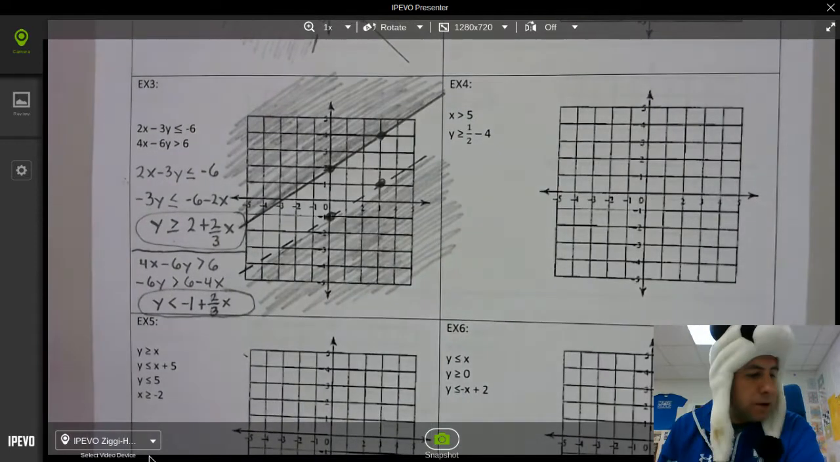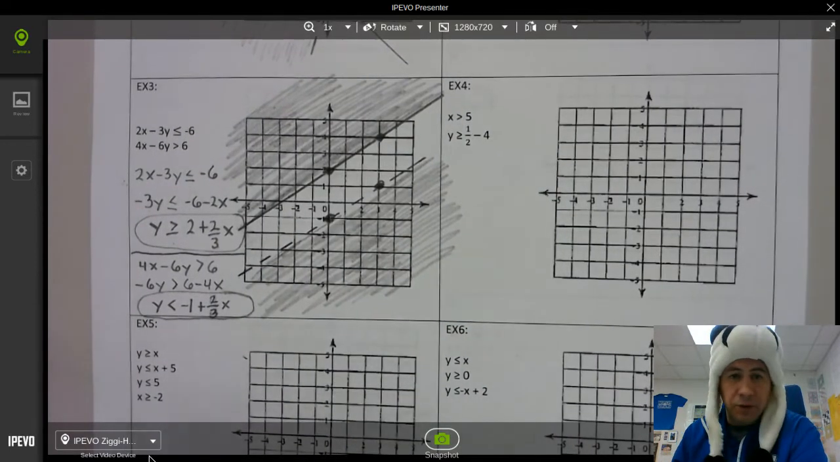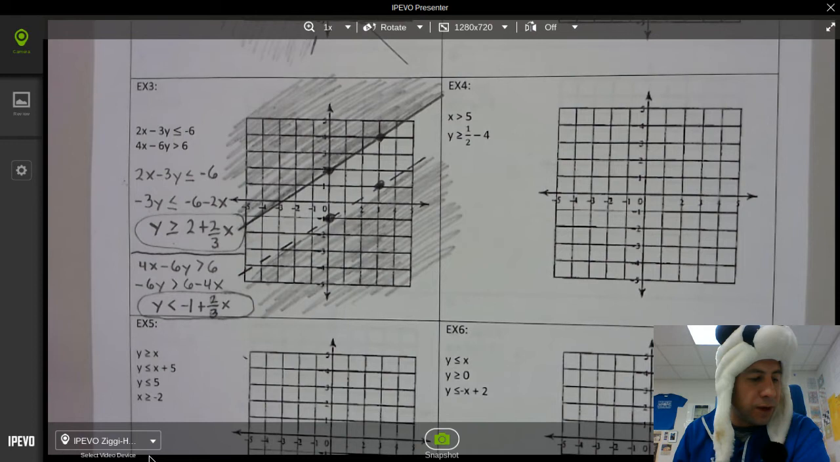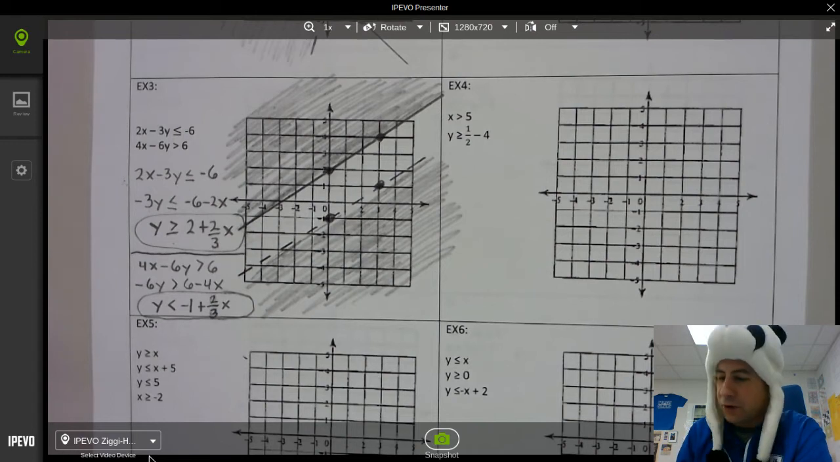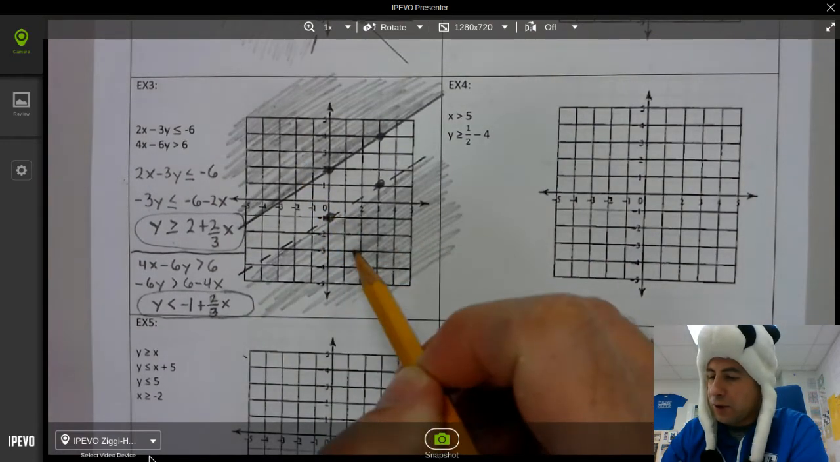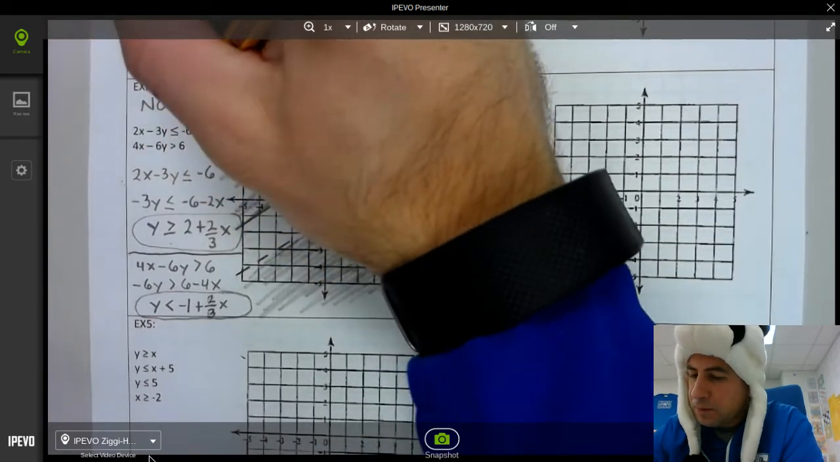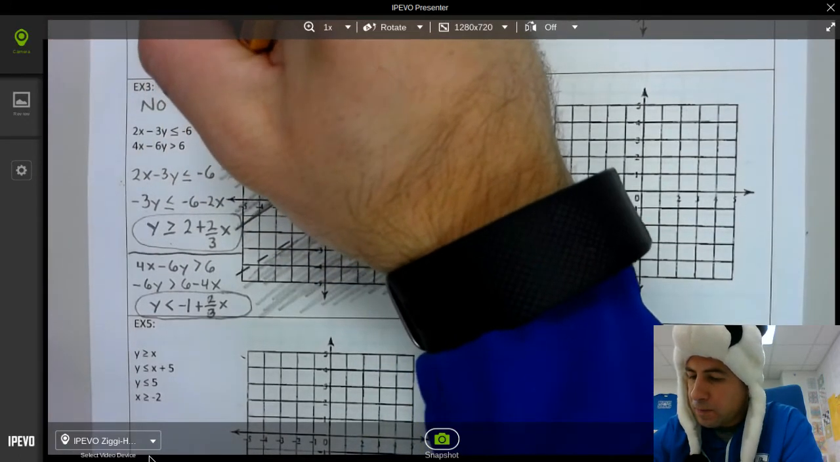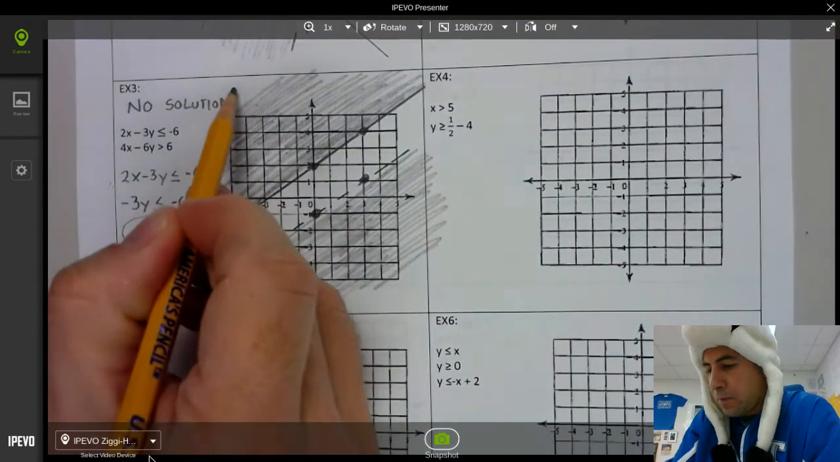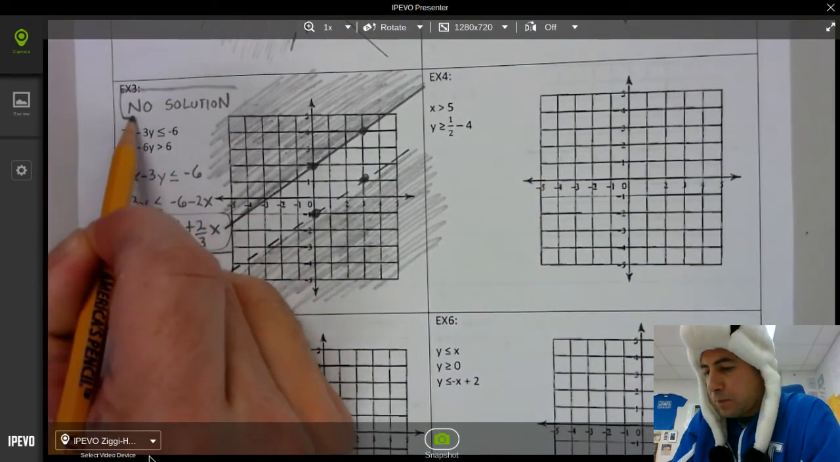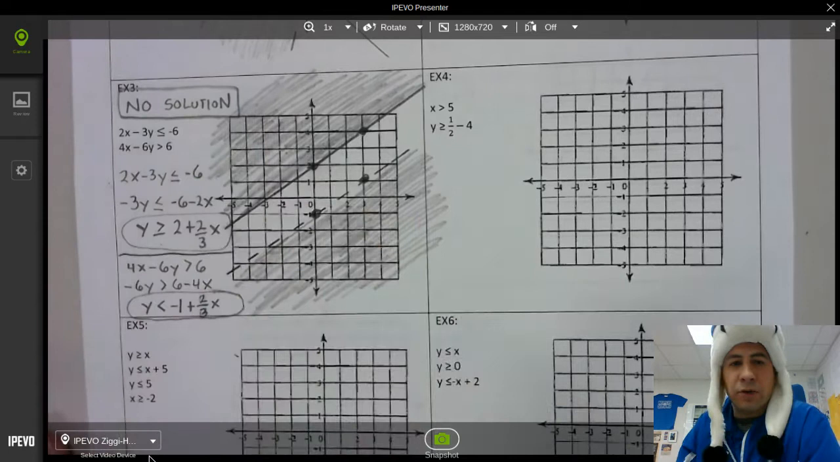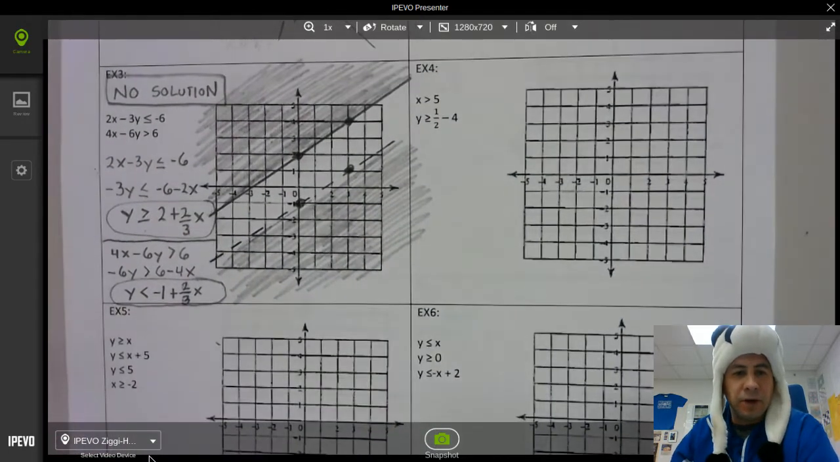All right. So in step 4, a special note says if the regions do not overlap, then there is no solution. So the regions don't overlap, so there's no solution. All right, let's look at one more example. Let's look at example 5.